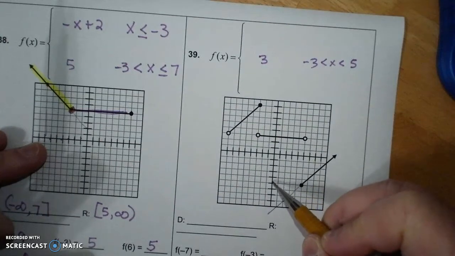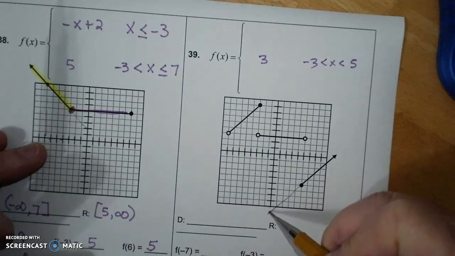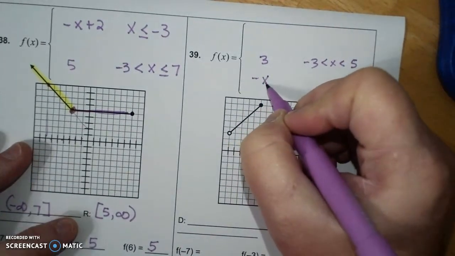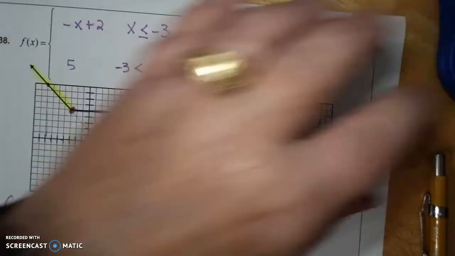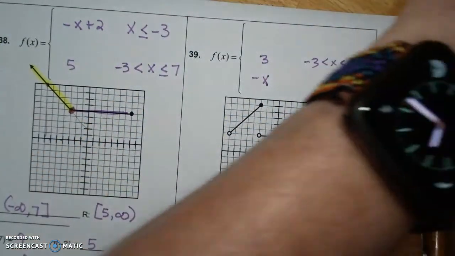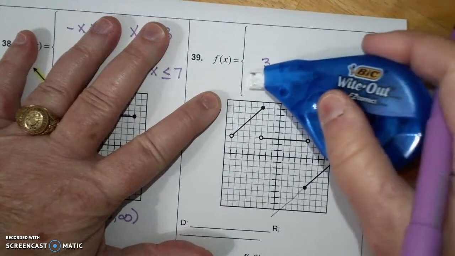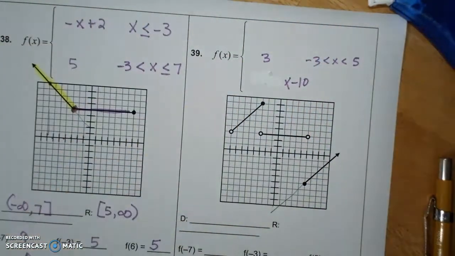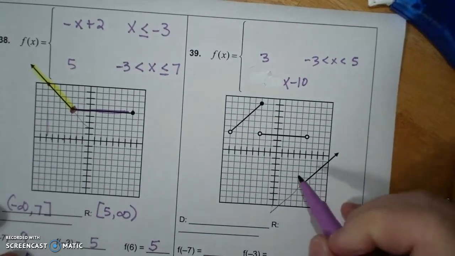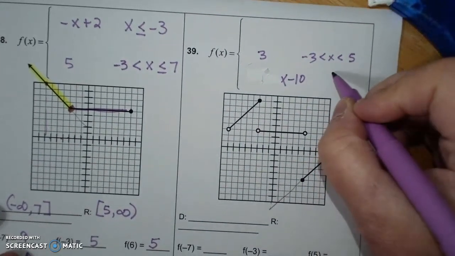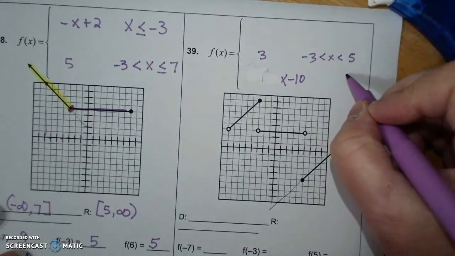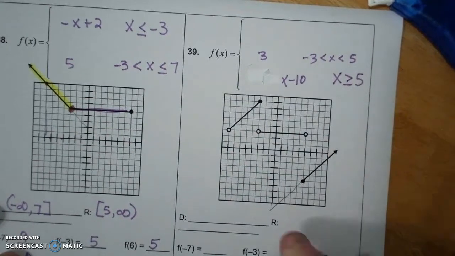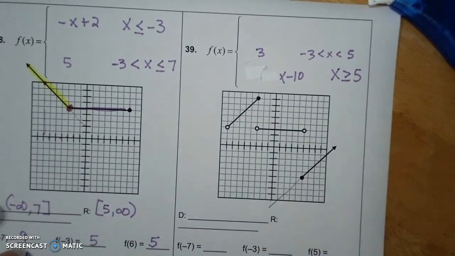1, 2, 3, 4, 5, 6, 7, 8, 9, 10. So this is at negative x. Is not negative x. Man, this is craziness. That is x minus 10. And that started at 5, but it went more. So x is greater than or equal to 5, because I start at 5 and I keep going that way.